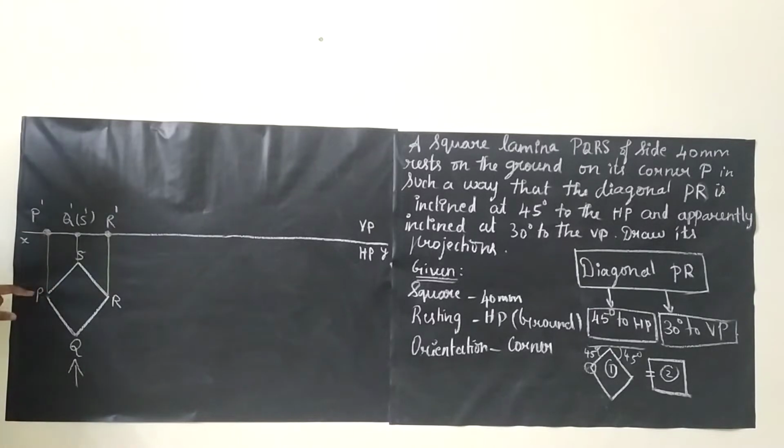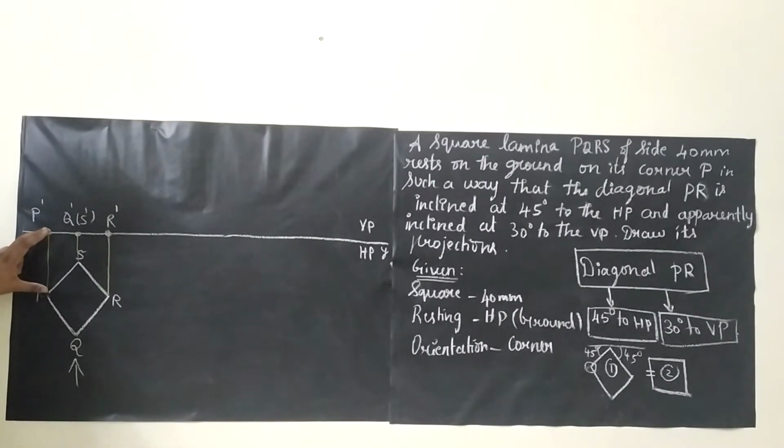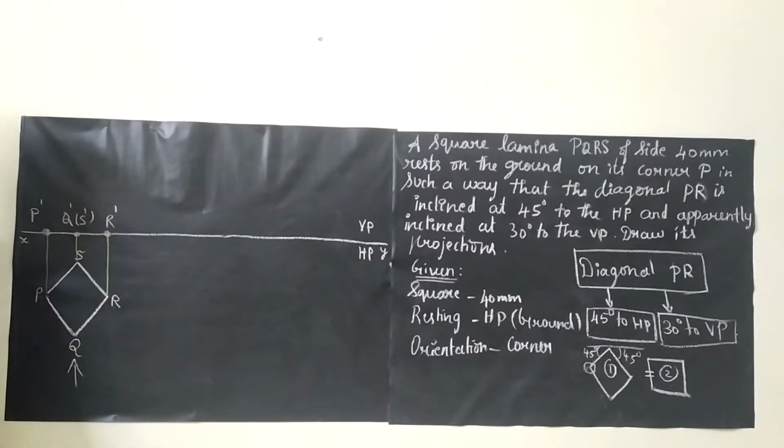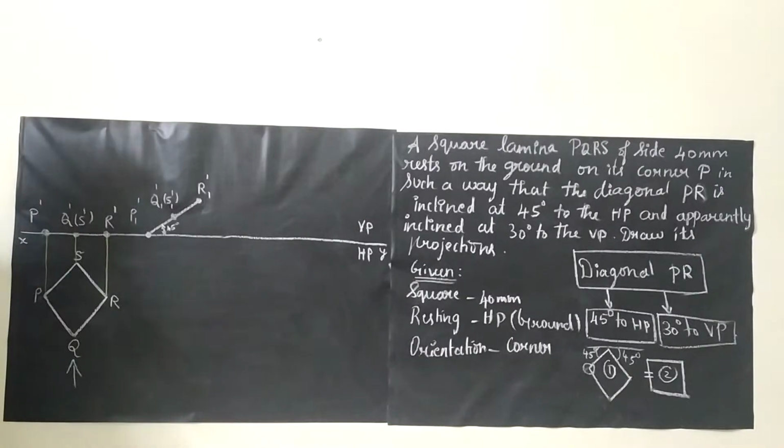Just keep your scale, no need to draw these external lines. These lines should be very light. If you want, you can draw them, or else just keep your scale on the P point and mark a point on the reference line. Keep your scale on S straight vertically and mark a point on the reference line. That point is called Q dash S dash. Same thing for R, so that you can easily get it. Now take your scale and measure this line, P dash R dash.